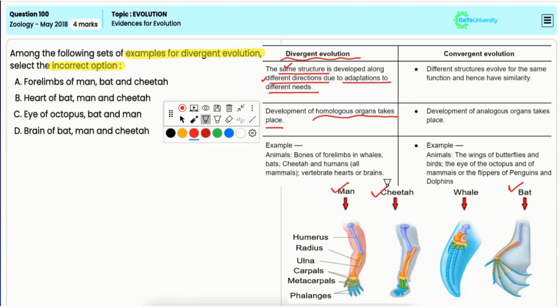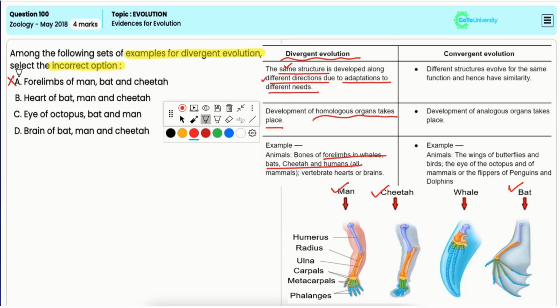Now, these four limbs are homologous structures because they have originated from a common ancestor, but they have been adapted to different functions. That is, grasping in case of humans, flying in case of bats, or running in case of cheetah. Thus, it is a correct example of divergent evolution. Hence, it is an incorrect option.